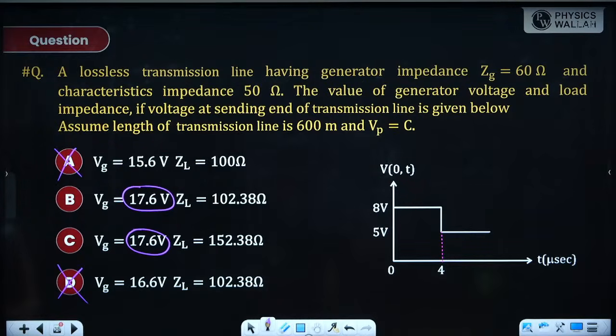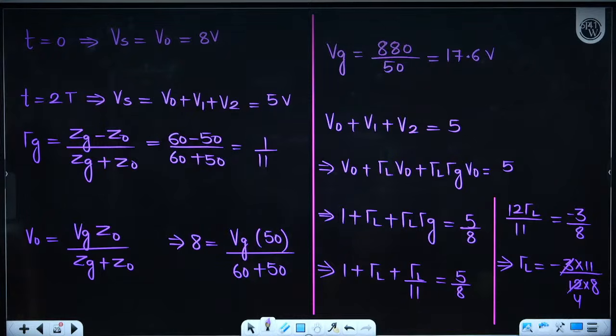Okay. So this is a good question. So it will be 24.42.